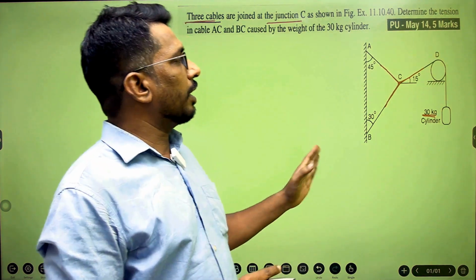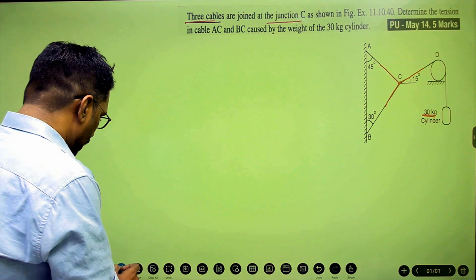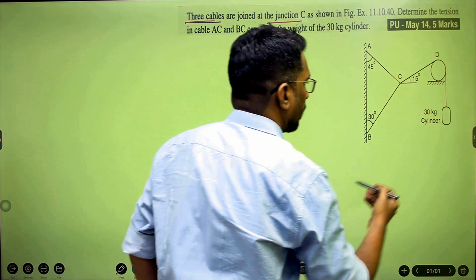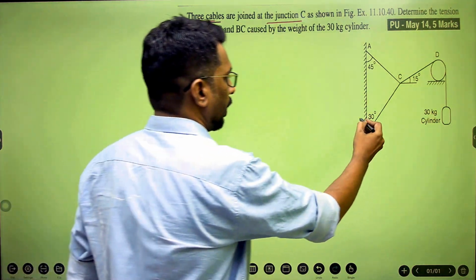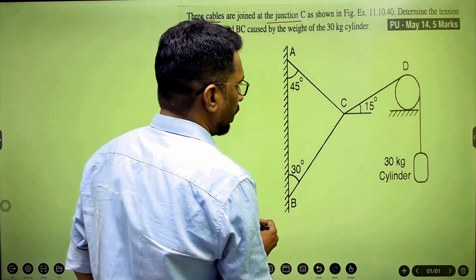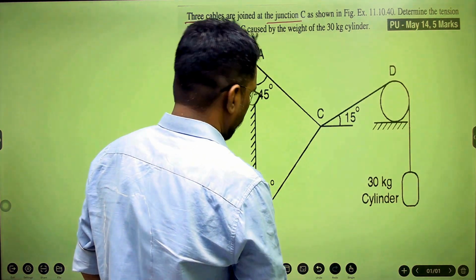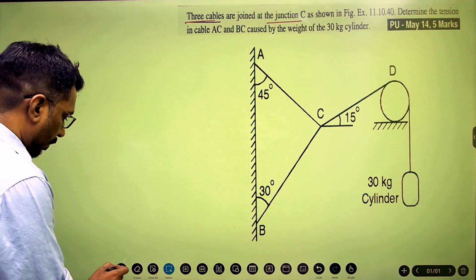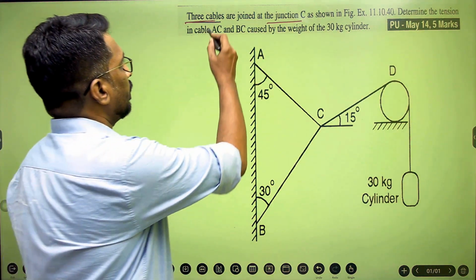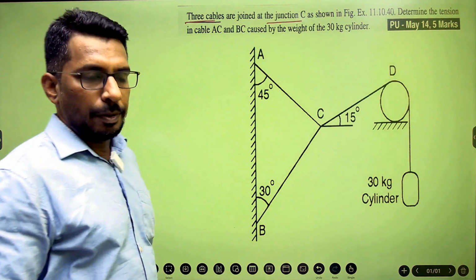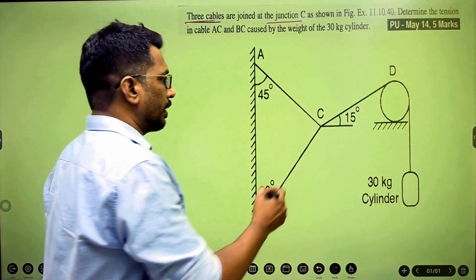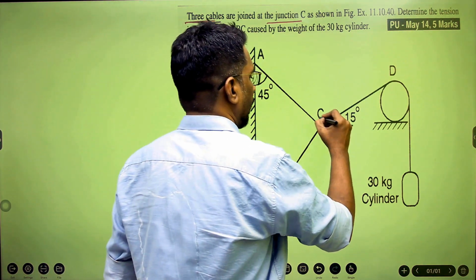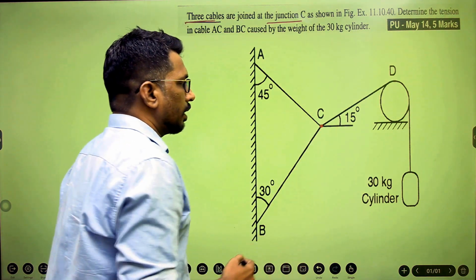In order to understand the FBD clearly, I'll first erase this and now I'll enlarge this figure so that you can easily understand the free body diagram of this question. As it is mentioned in the question, there are three cables which are joined at the junction C. So we'll take an FBD about point C. Now if I consider point C, then all three cables are under tension.